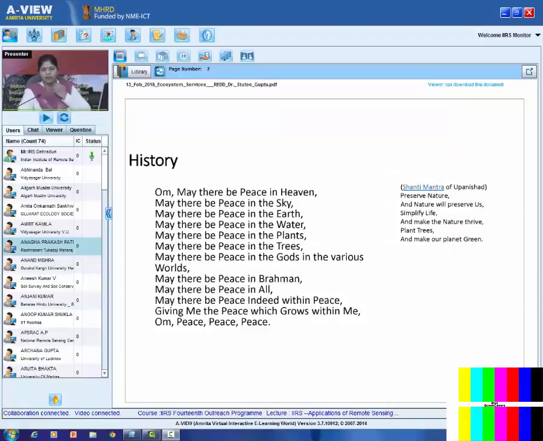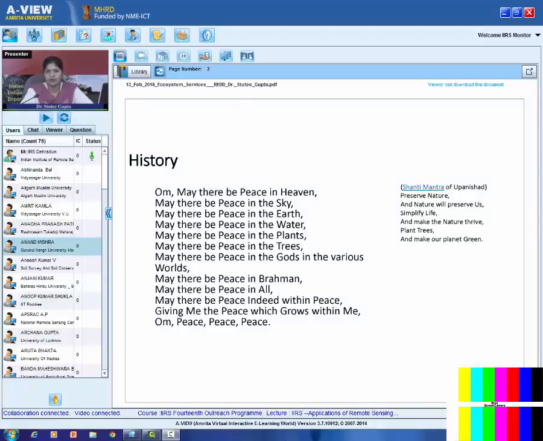If we look into the history, the topic we are dealing with today goes back to the time of the Upanishads, and displayed on the monitor is one of the Shanti mantras, which says: may there be peace in the sky, in the earth, in water, in plants, in trees, and in the various worlds. May there be peace, peace in all, peace within me, peace, peace, peace.